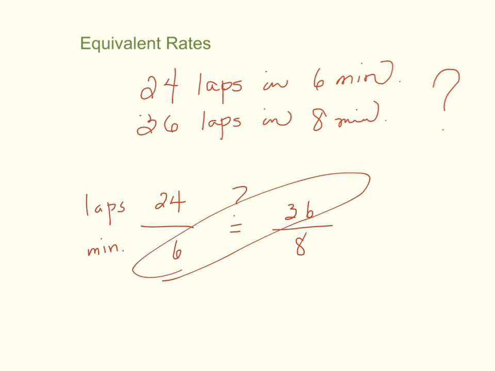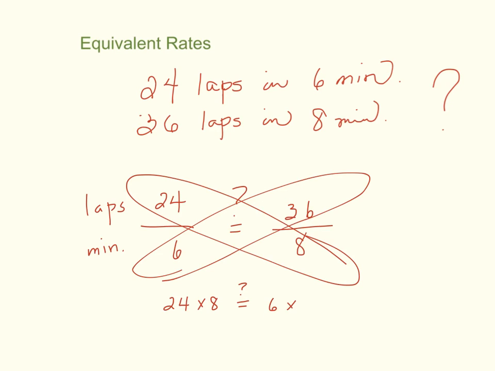So we're going to multiply this way, and tomorrow you can tell me, does 24 times 8 equal 6 times 36? I'll let you figure that out. They may be equal, they may not be. All right, let's look at the next thing.